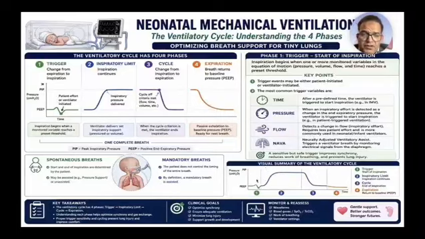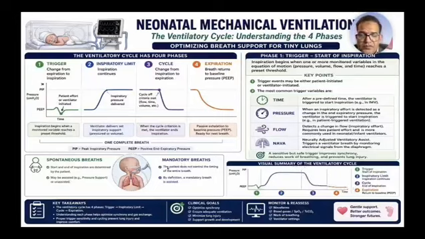If you go here for continuation, this is the trigger phase, this is the pressure limit. Here you give a pressure of 20. The pressure of 20 should go for a certain time, which will be determined by whether you are flow cycled or time cycled. Then at the end of inspiration, the expiration starts till the baseline, which is the point of PEEP.